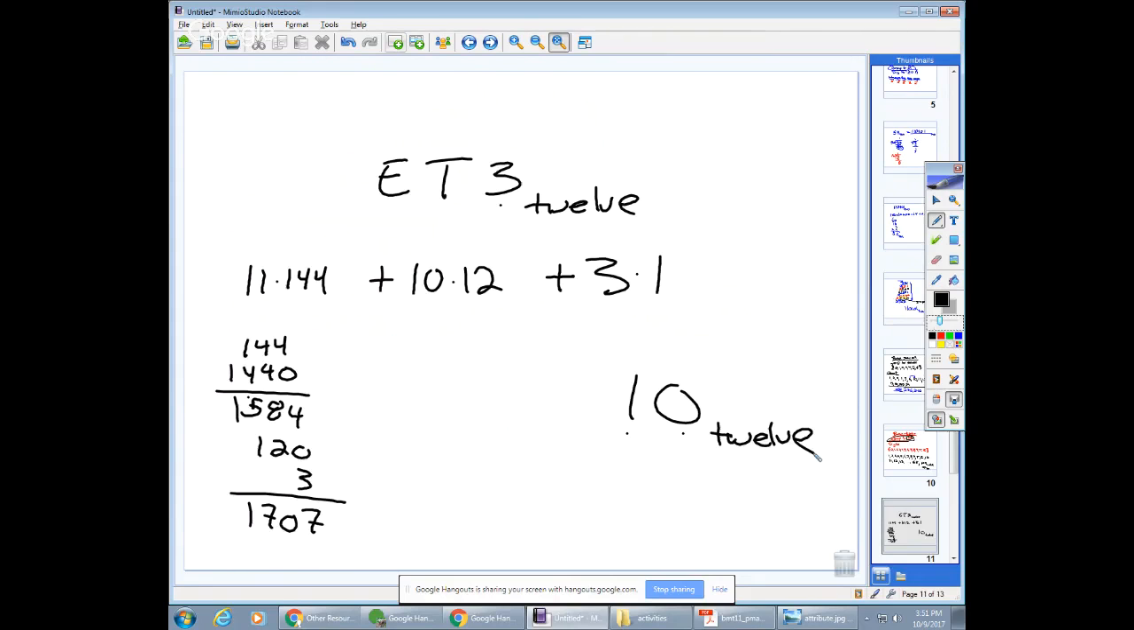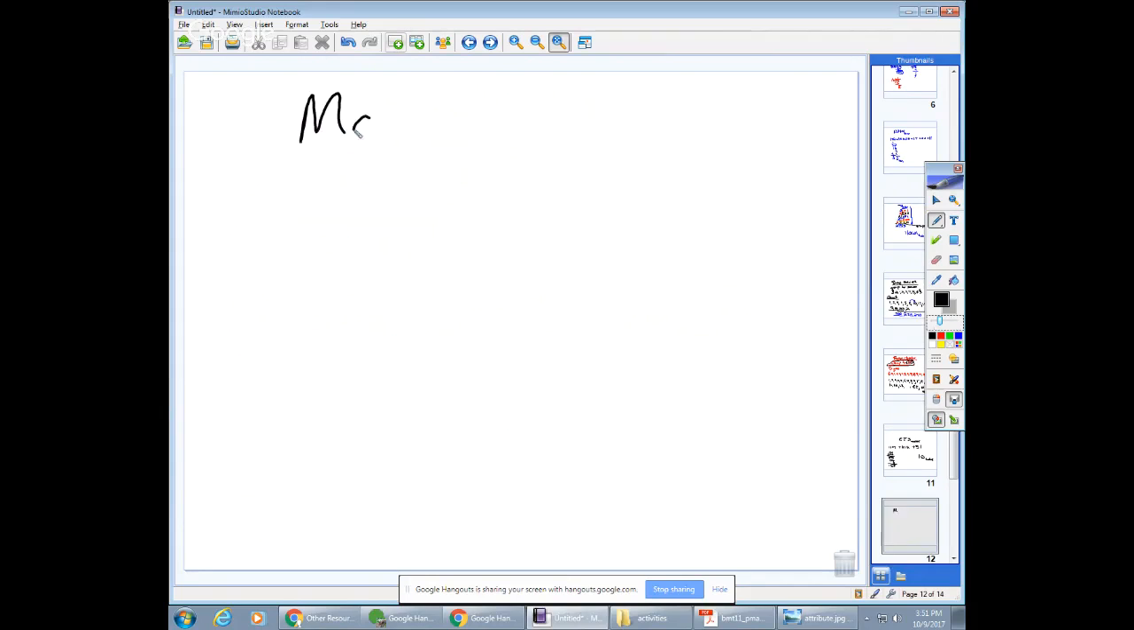All right, Mayan, let's take a look at it. Mayan number system's a little different. They have a base 20 system. So they group by 20s. They only have 3 digits.